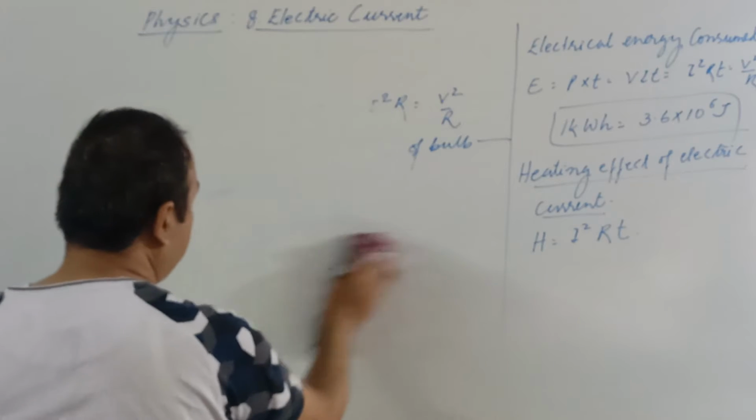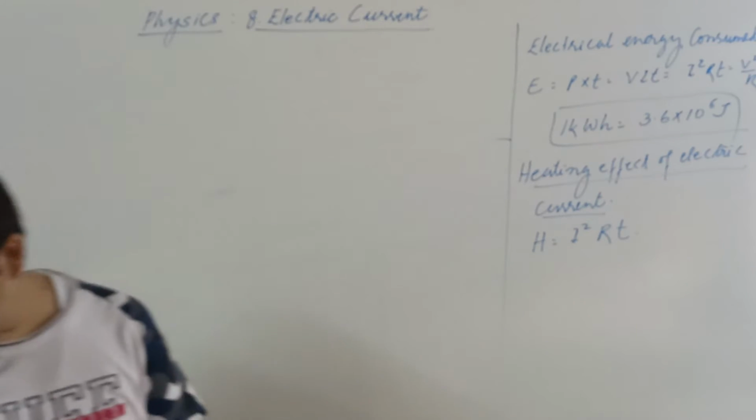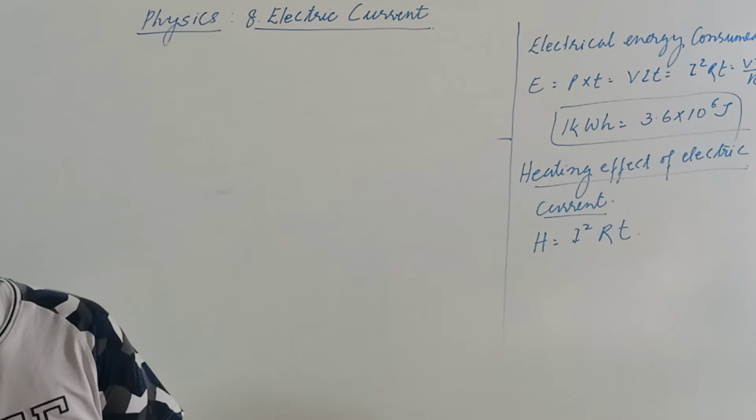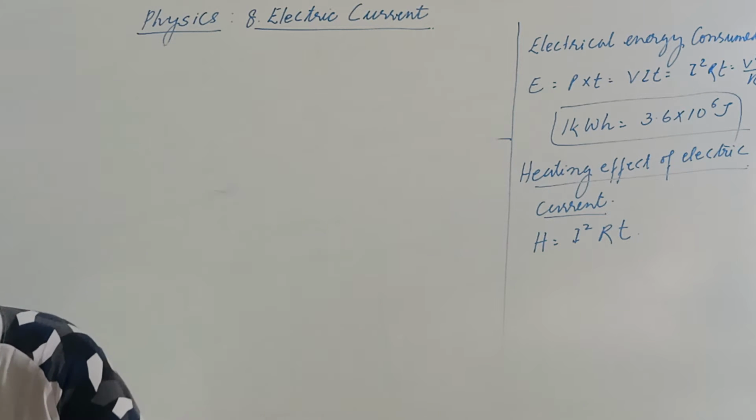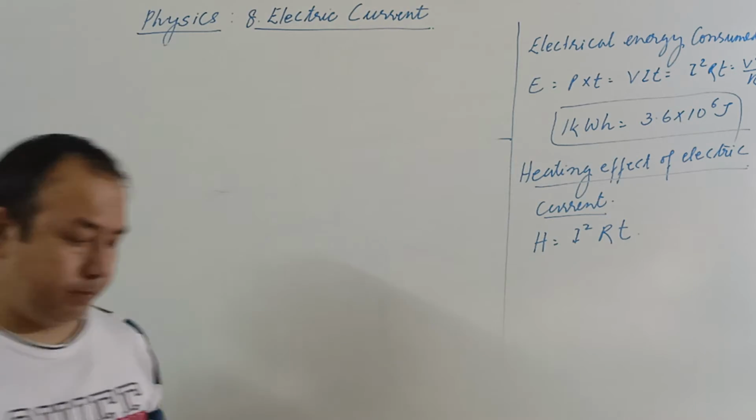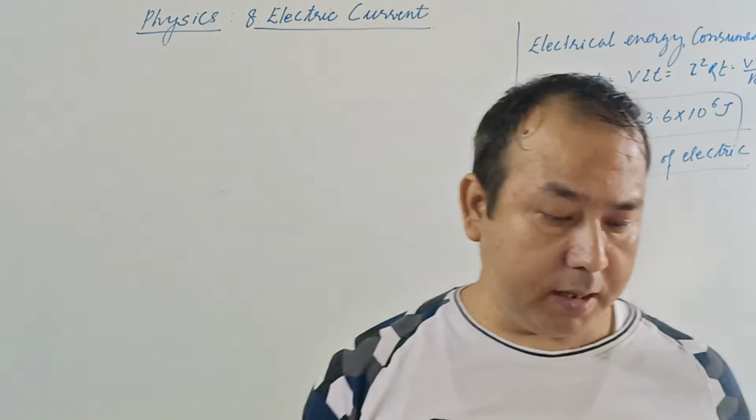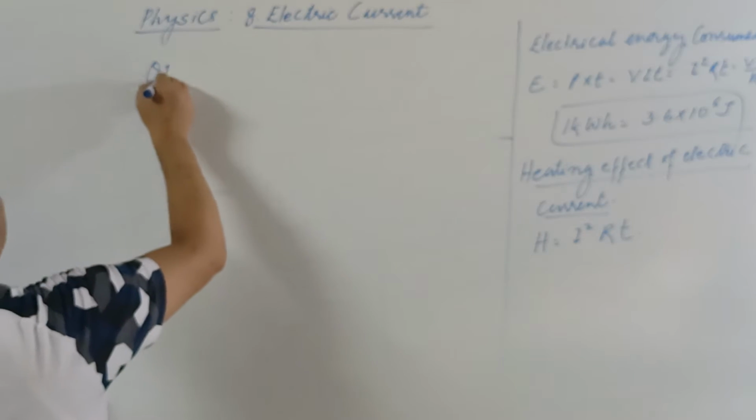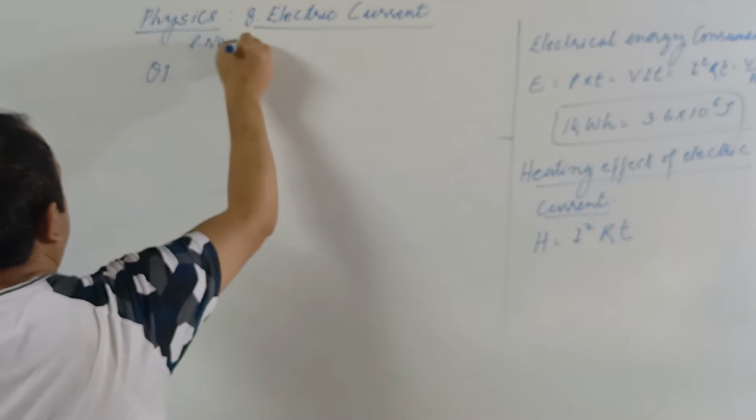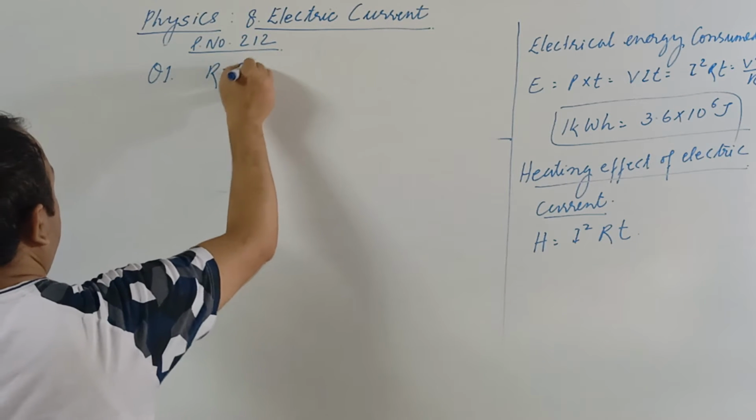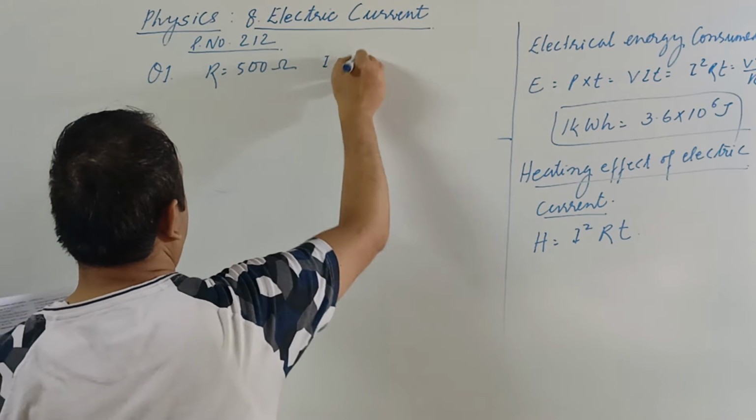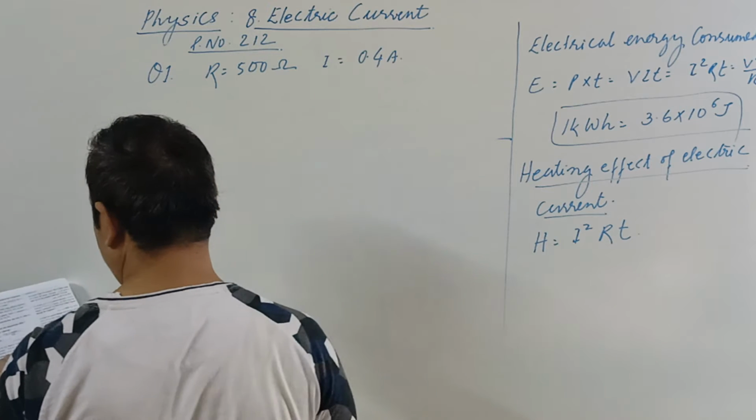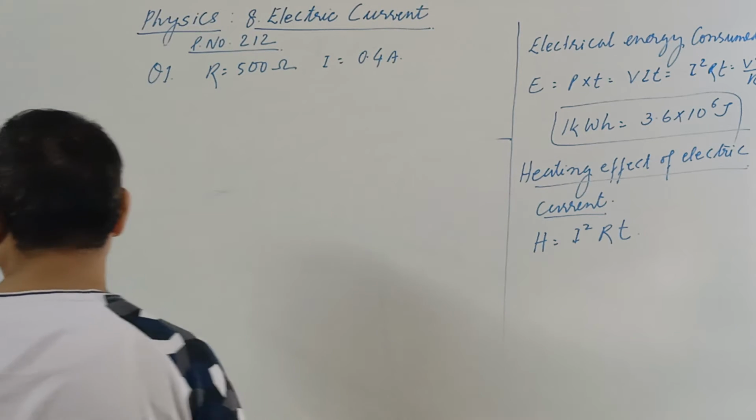Now the first question is on page number 212, question number 1. An electric bulb of resistance 500 ohm. Here it is given that the resistance of the bulb is 500 ohm, and the current flowing through this electric bulb is 0.4 ampere.